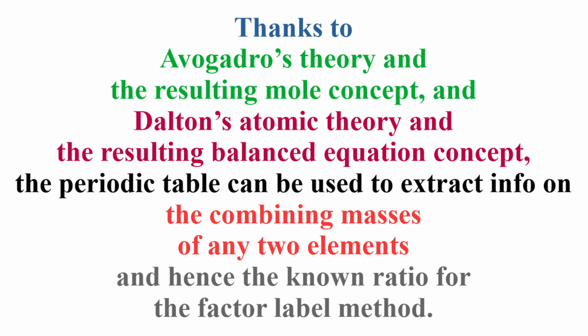The student has just to learn how to extract that information from the periodic table and the corresponding balanced equation. In fact, the combining masses of O2 and H2 to produce water, namely 16.00 grams and 2.016 grams respectively, used in the above calculation as the known ratio, were extracted from the periodic table and the balanced equation. 2H2 plus O2 gives 2H2O.